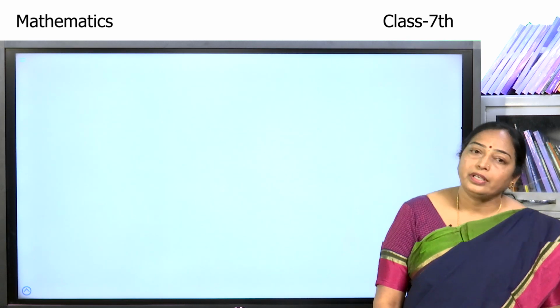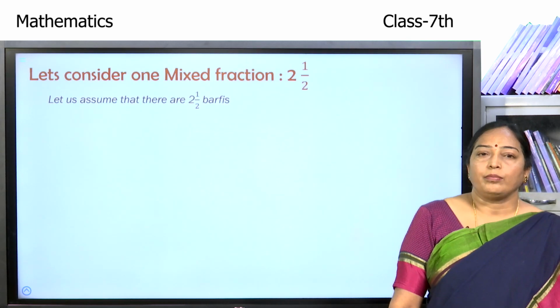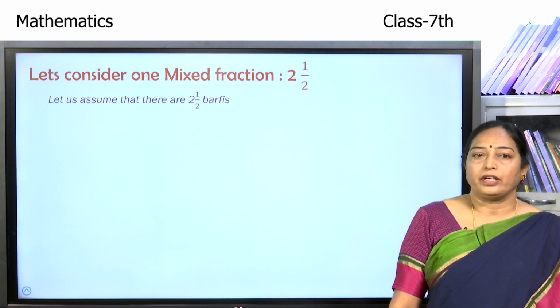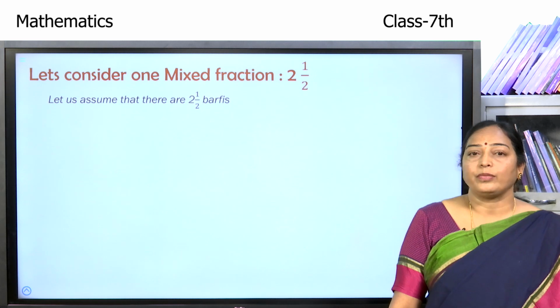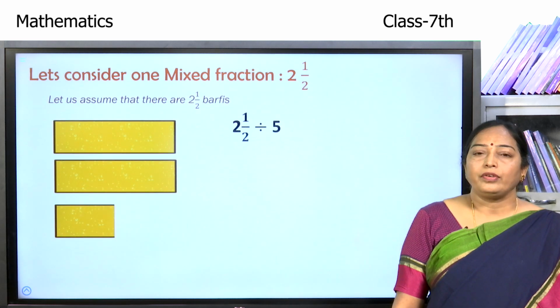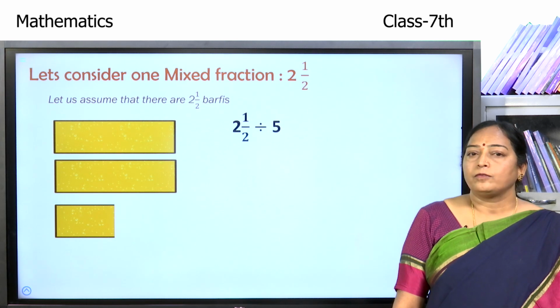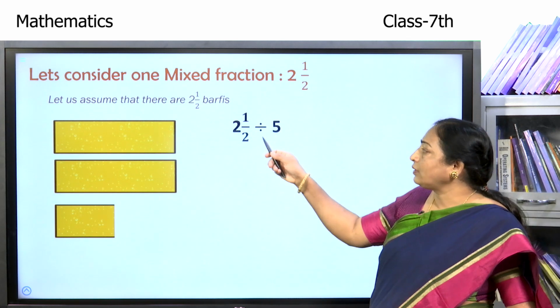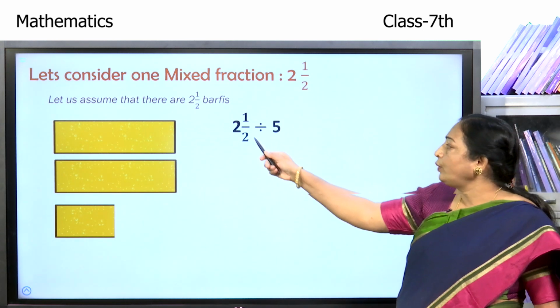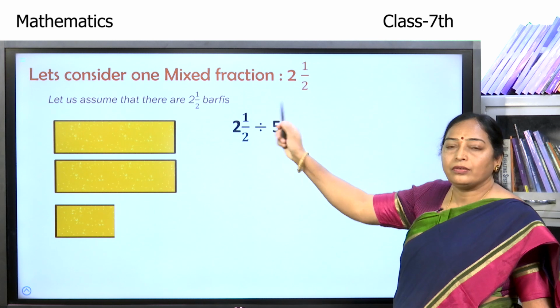Let us know how to divide a mixed fraction by a whole number. Let us assume that there are 2½ burfis. Divide these 2½ burfis among 5 children. 2½ divided by 5. Here 2½ is a mixed fraction. Convert it to an improper fraction.